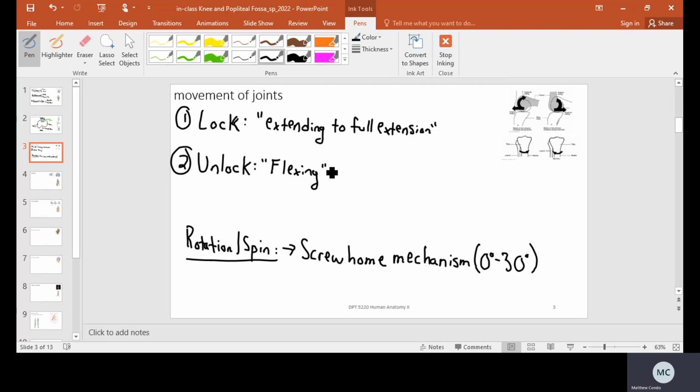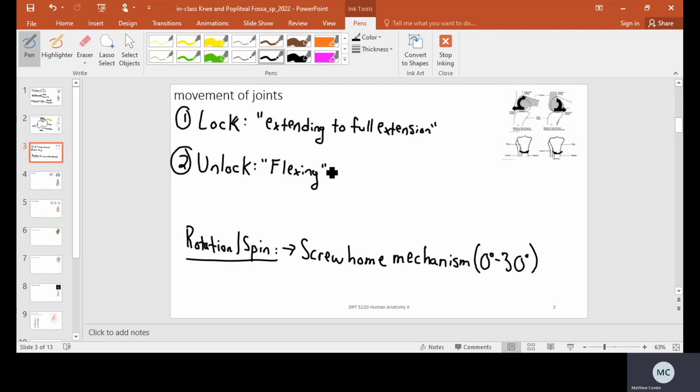Okay, so open chain, knee extension from 30 degrees flexion to 0 degrees. My medial tibial plateau continues to do its thing, its slide, and that results in a tiny bit of lateral rotation to the tibia. Okay?